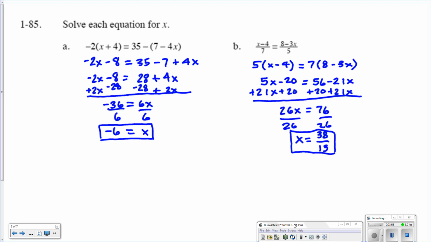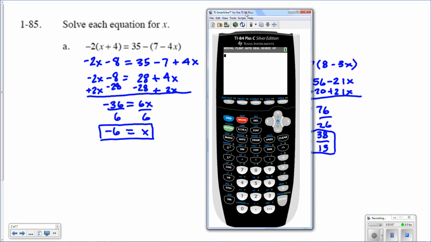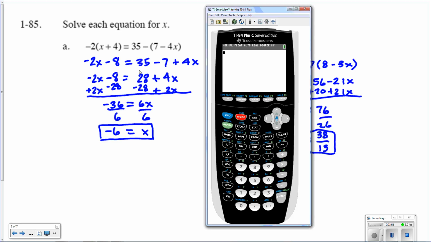Now, let's check these problems here. We can take it and check them on the calculator. A couple ways to do it there. I like the graphing method. Let's go ahead and do that. Let's go into y equals. I'm going to graph one side of my equation as a function.